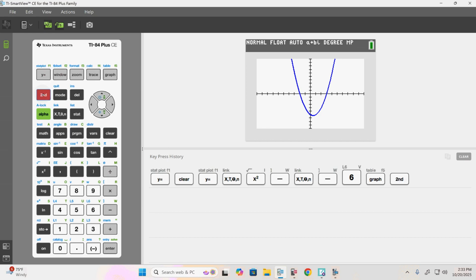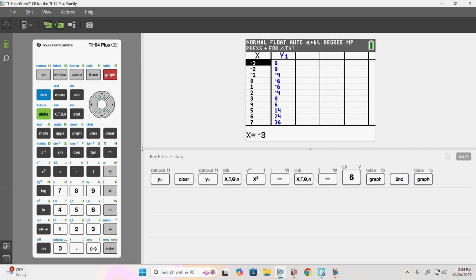Or go second graph. Second graph. And that will give us a table of values. And again, we're looking for what value of x is going to make the y value be 0. Now looking at this table, one of the x values that makes the y value be 0 is 3. Is there another one? Negative 2.